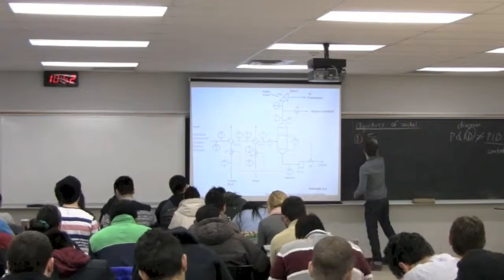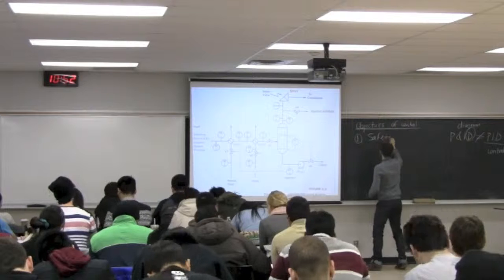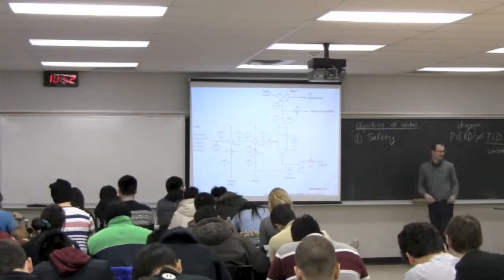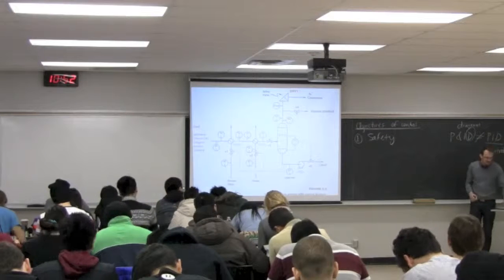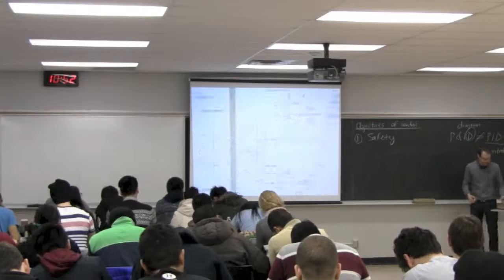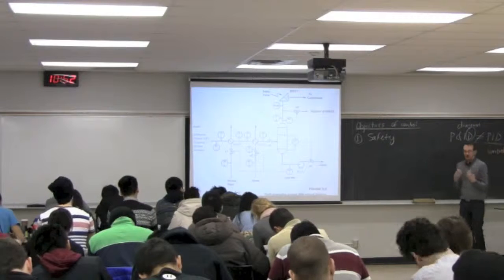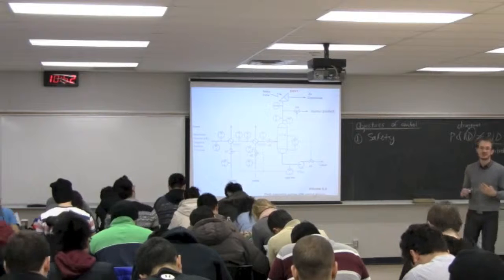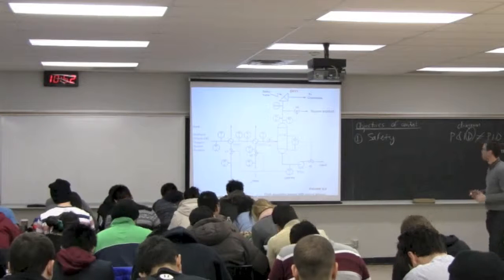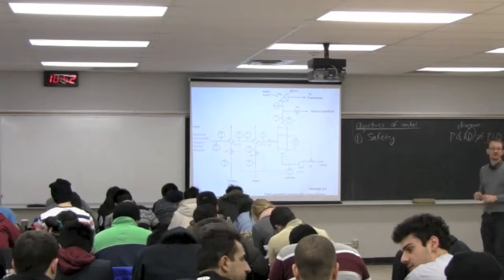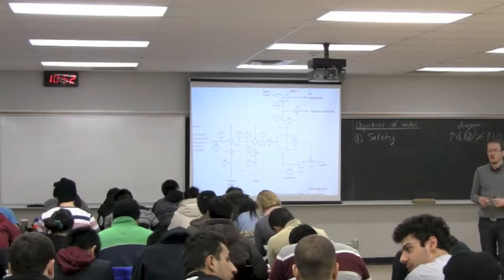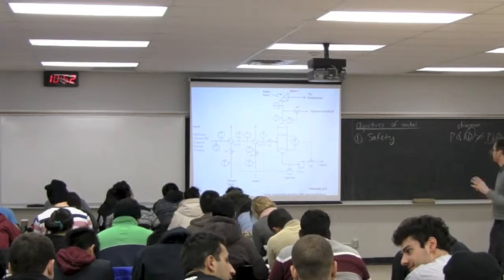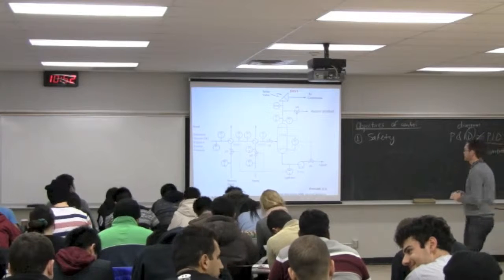And the first one, safety. It's not to make good quality products. It's not to make profit. Those are secondary objectives. One of the primary objectives in a control system is to ensure safety of the whole process. Okay, so let's take a look at this system.